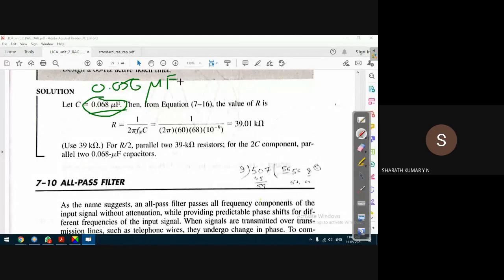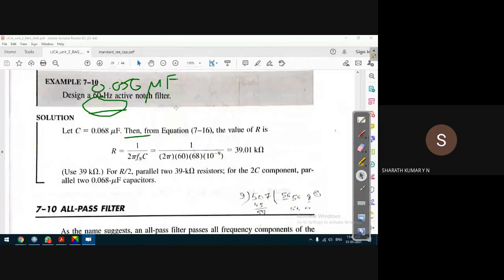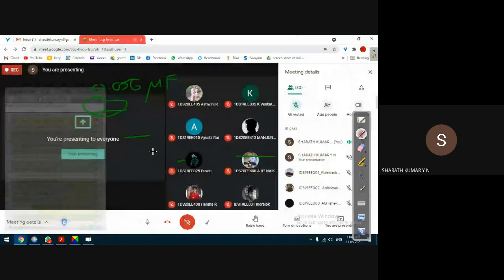No problem. So from this value, the value of R for a given frequency, the frequency was 60 Hz, correct. So the frequency is 60 Hz, and the value of R is 39.01 kilo-ohm. That is the calculated value. Whatever R value we are getting here is the calculated value.